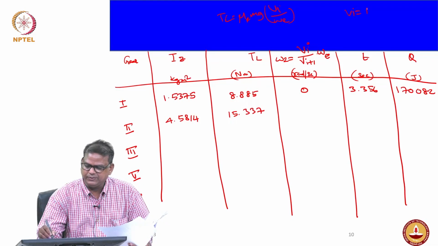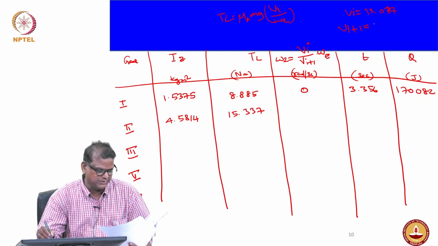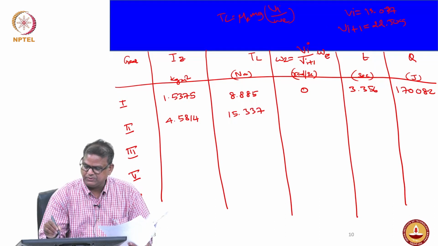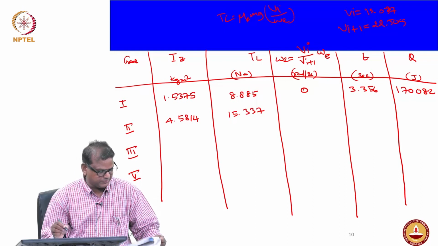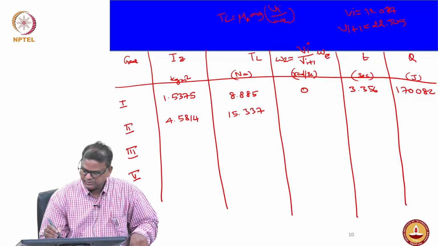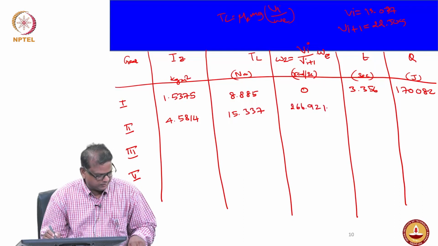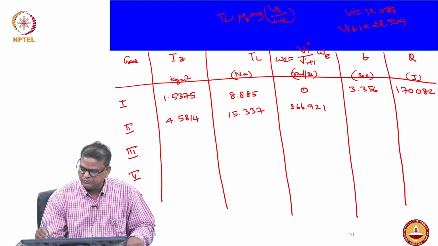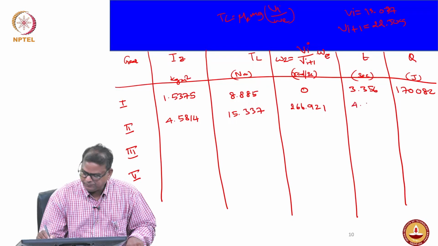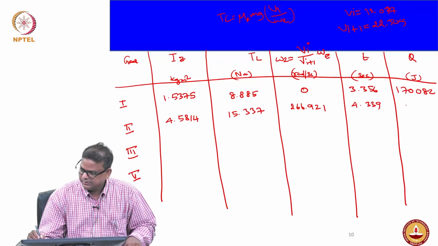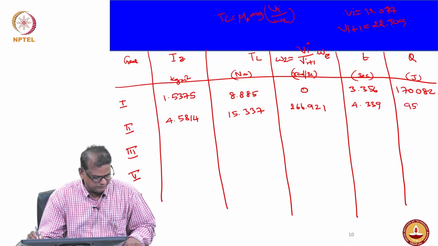Vi would be 13.037, right, then Vi plus 1 would be, what is that value, 22.505. So, that is what you have to substitute with the engine speed, then you will find out the omega 2, that should be 266.92, okay. Similar way, if you do for your time, 4.339, then you will get the heat generation 95,529.